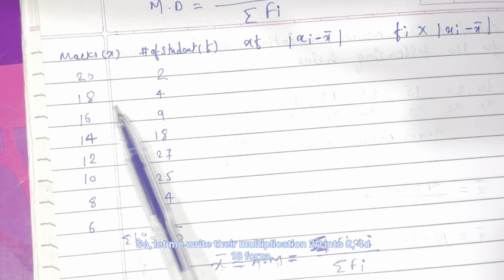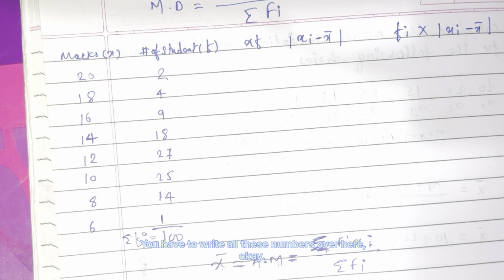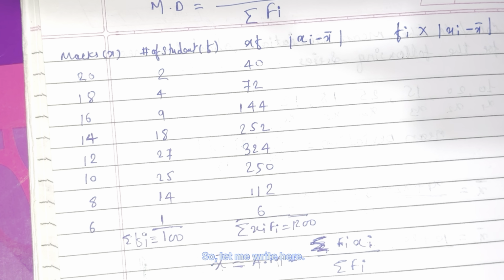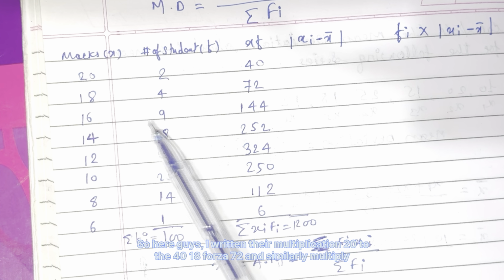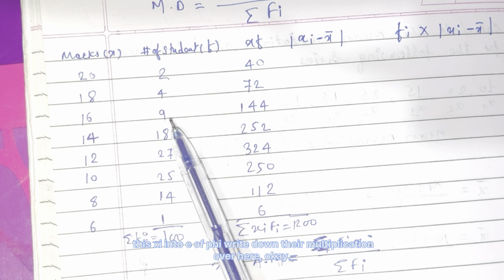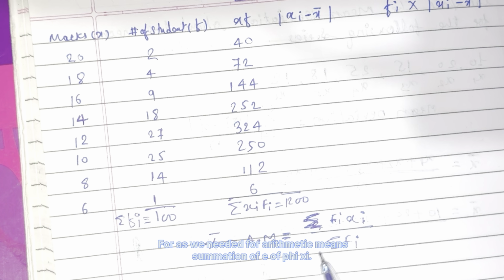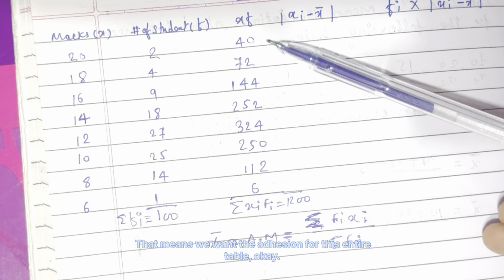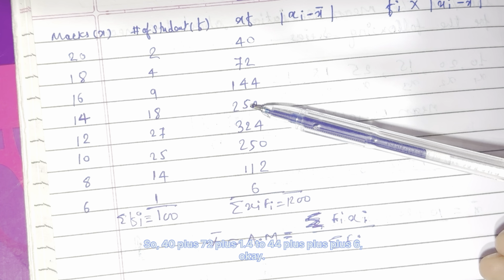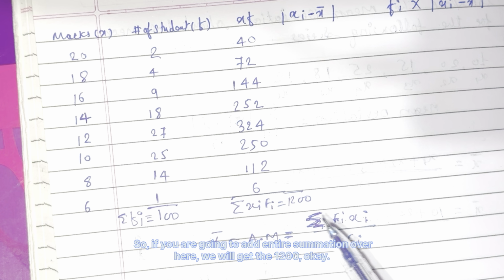So let me write their multiplication. 20 into 2 is 40, 18 into 4 is 72, and you have to write all these numbers over here. So here, guys, I have written their multiplication. Similarly, multiply this xi into fi and write down their multiplication over here. As we need for the arithmetic mean the summation of fi xi, that means we want the addition for this entire table. So 40 plus 72 plus 144 plus 6. If we add the entire column, we'll get 1200.